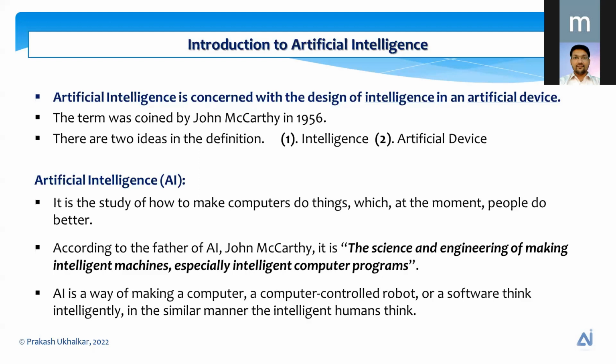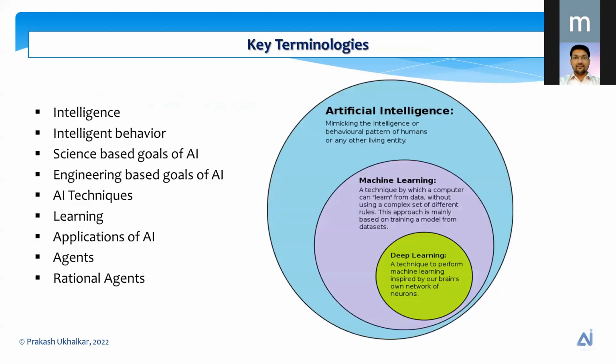Now let us move ahead. There are certain key terminologies used in AI. I'll be using them in the rest of the slides and the rest of the discussions as well. So here I'll introduce you to these terminologies. Intelligence. When I say intelligence, it basically relates to tasks involving higher mental processes.